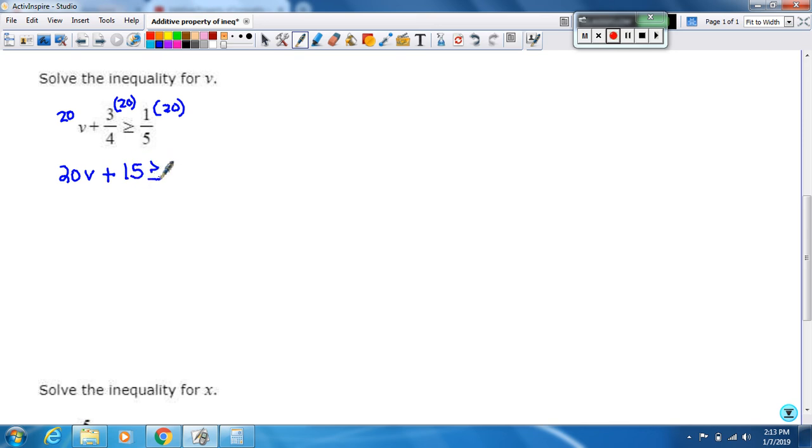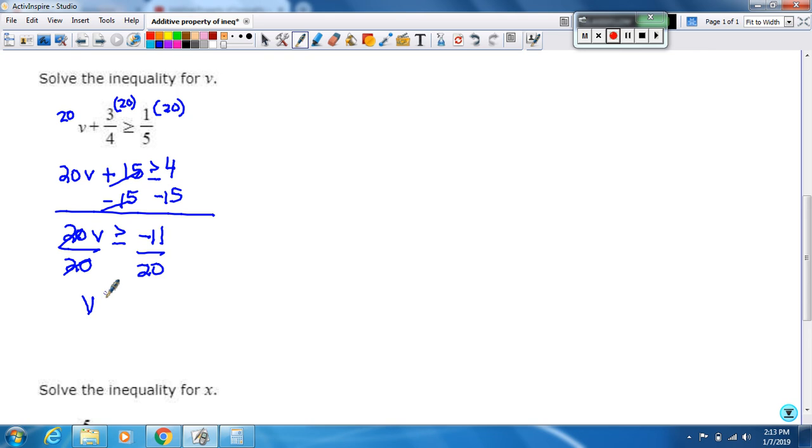Is greater than or equal to 1 times 20 is 20 divided by 5 is 4. Then I subtract 15 from both sides. Bring down the 20v. Opposites cancel. Is greater than or equal to 4 take away 15 is a negative 11. Divide both sides by 20. Top cancels with bottom. v is greater than or equal to negative 11 over 20. That doesn't simplify, so that is your answer, negative 11 over 20.